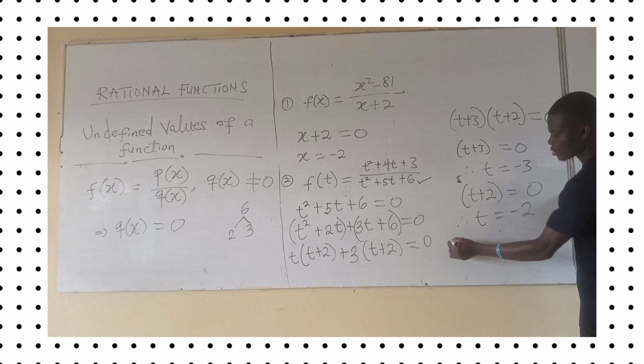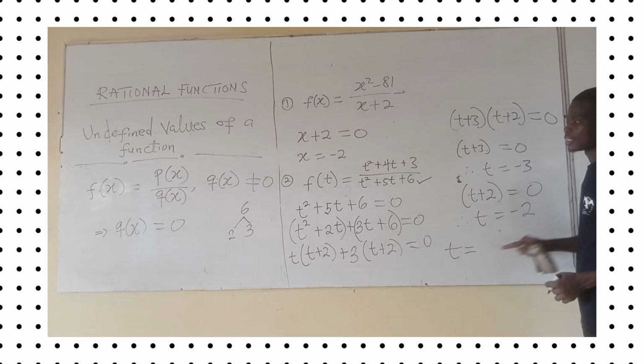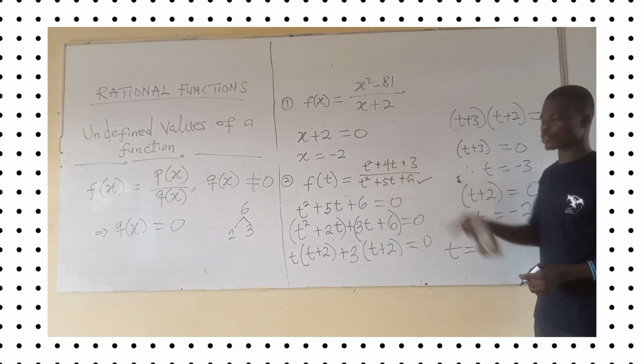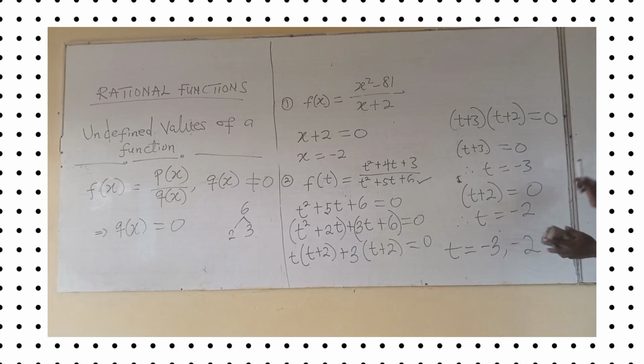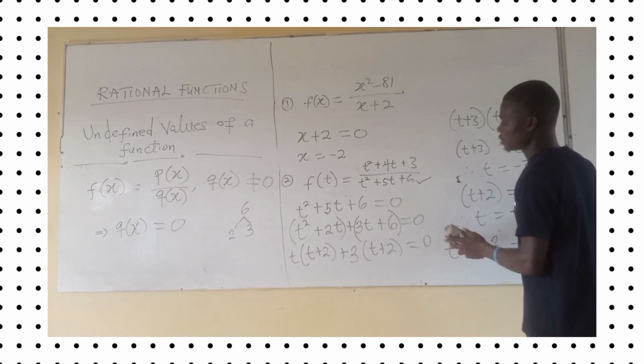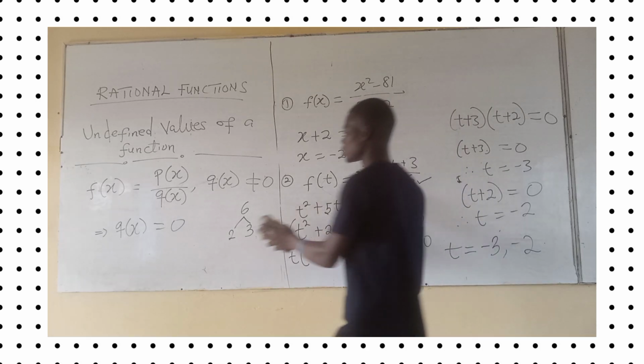So therefore, the values of t that will make the whole function to be undefined are minus 3 and minus 2. So these are the set of values that will make the whole function to be undefined.